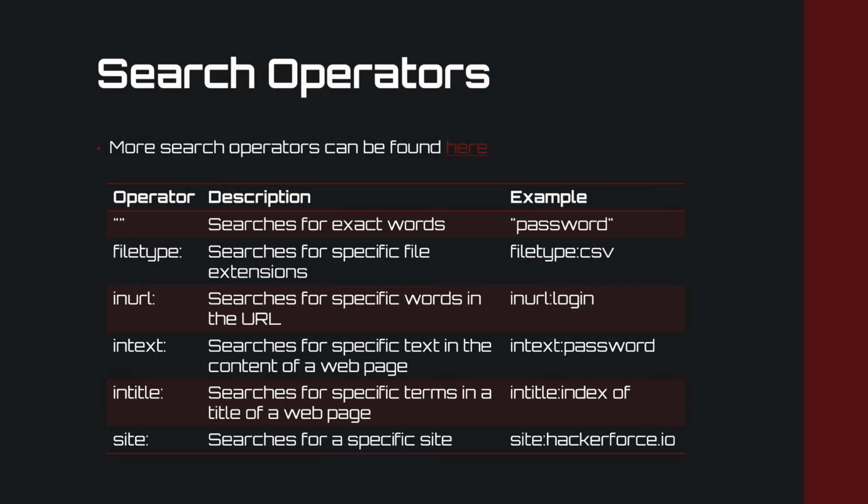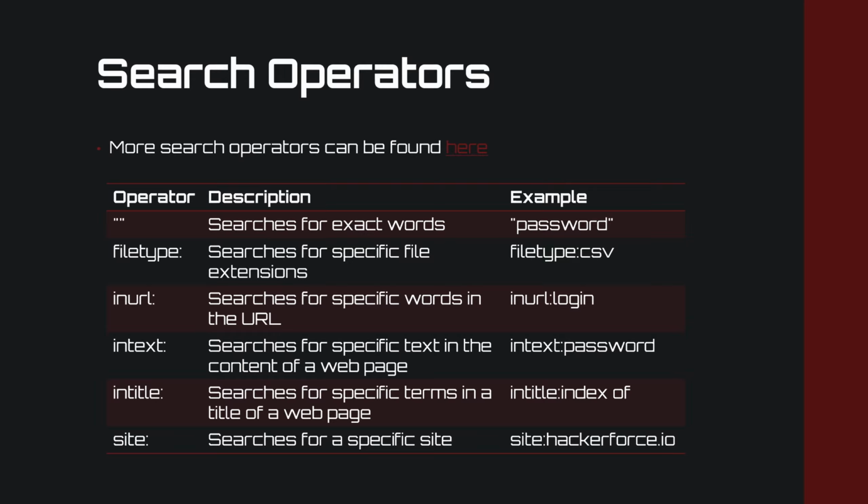In the third row, we have the inurl operator, which essentially searches for specific words in the URL. Now, this specific word can be anywhere within the URL, including the domain, the path, or the query string. So, in the case as shown in the example column, only URLs that contain the word login would be returned. In the fourth row, we have the intext operator, which searches for specific text in the actual content of a web page. So again, as shown in the example column, something like intext:password would only return results for the pages that contain password in their content.